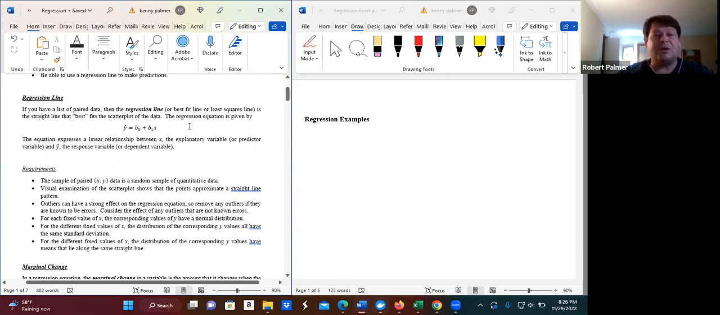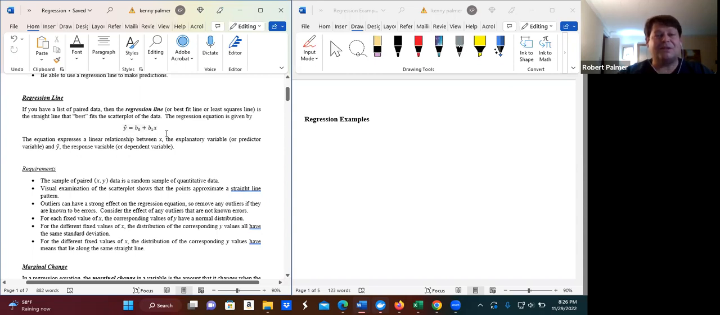The regression line equation is given by this. We're familiar with the equation for a straight line, okay? It's what's called a linear expression. So X is what's called your predictor or explanatory variable, and Y is the response variable. And then, of course, this B1 is the slope of your line, and B0 is the Y-intercept.